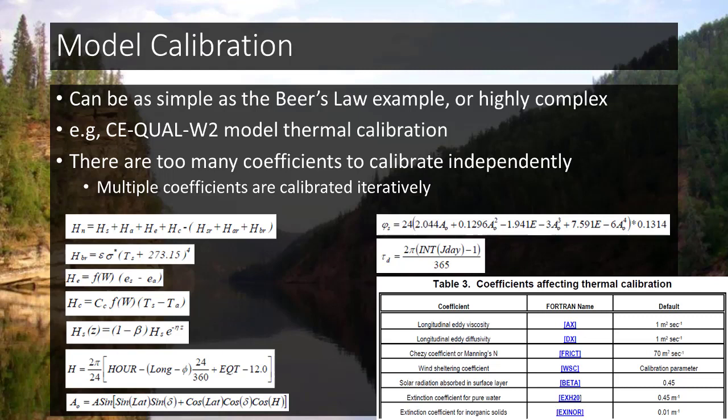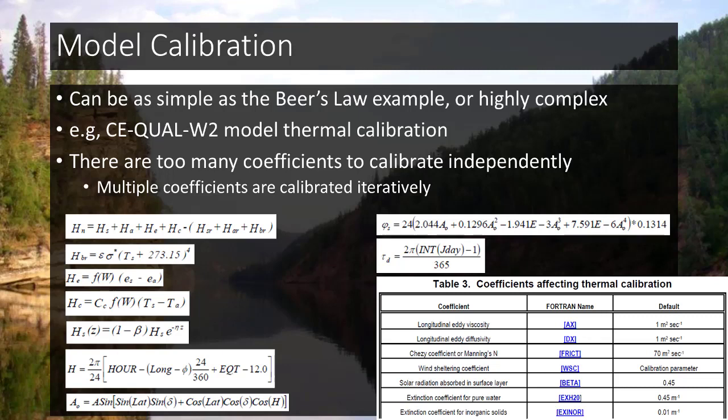You can't go out and measure the longitudinal eddy viscosity or the eddy diffusivity. You just can't measure that. That's a calibrated parameter. Same with Manning's n, which is the roughness. All of these things are pretty much unmeasurable. Solar radiation can be measured, but it almost never is properly or frequently enough. Extinction coefficient, that can't be measured. You can relate it to different measurements, but there's no such thing as actually a measurement of extinction coefficient. So these are all calibration parameters.